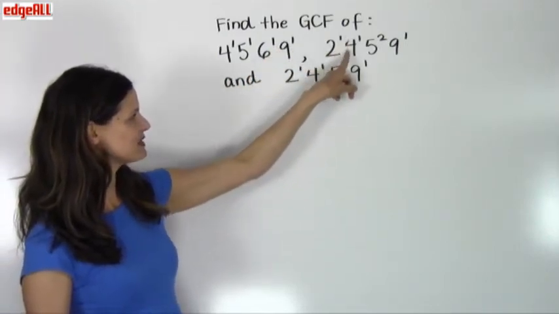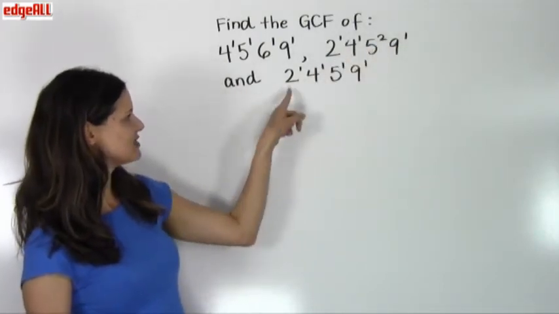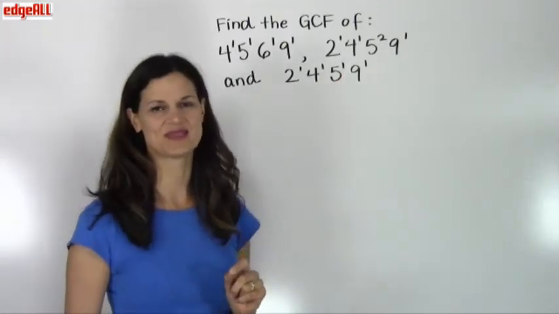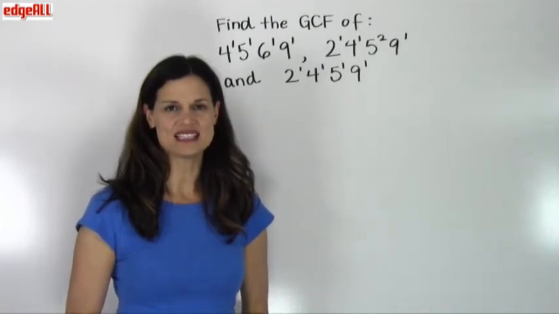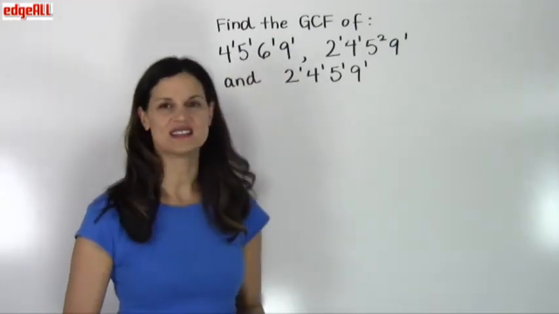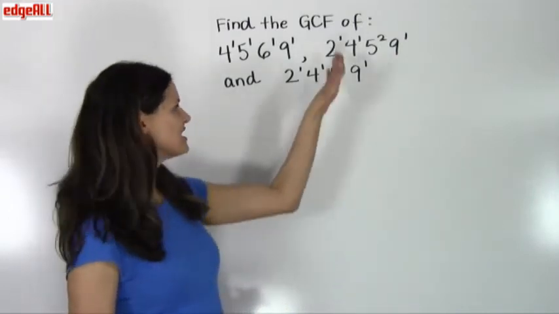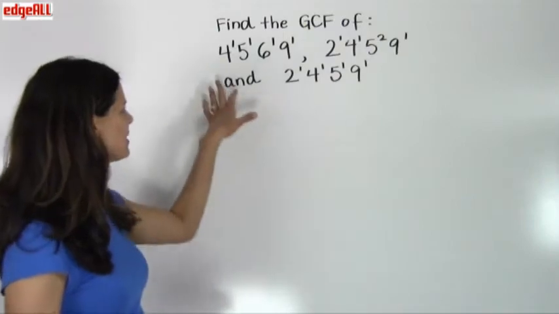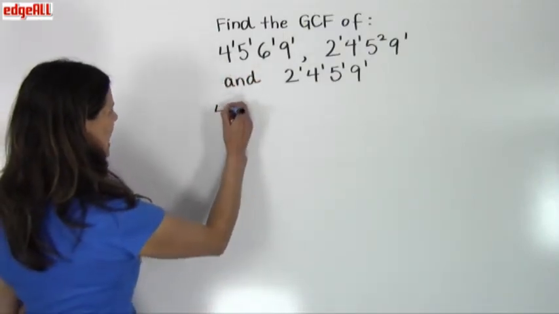2 to the 1 times 4 to the 1 times 5 squared times 9 to the 1. And 2 to the 1, 4 to the 1, 5 to the 1, and 9 to the 1 power. So our first step is we want to write each of these numbers in their prime number factorization. So we first want to look and see in each number which numbers are not in prime form yet. So we're just going to go one at a time through each of these, finding the primes.